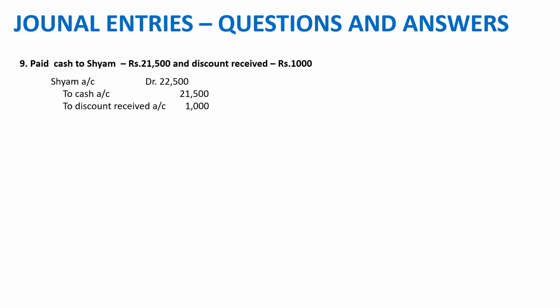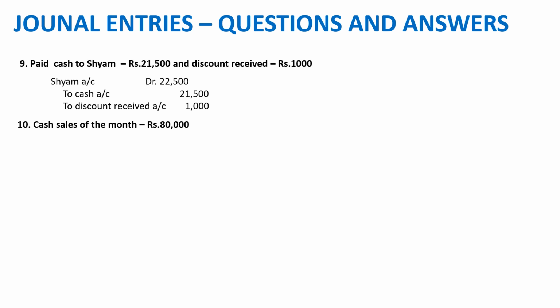Cash is an asset and it is reducing because it is going out from the company, or you are reducing the asset 21,500, to discount received 1,000. So discount received is the income for the business, right? Otherwise you would have paid 22,500 to Sam. He has given a discount. So it's an income for the business. Hence credited.